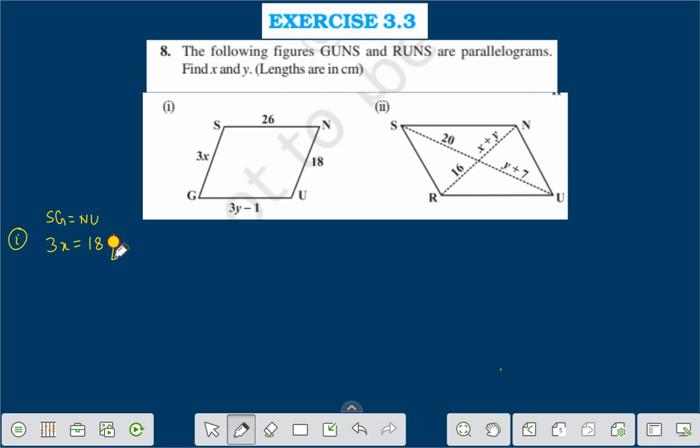What is the reason? Reason is that in a parallelogram opposite sides are equal. Opposite sides are equal.